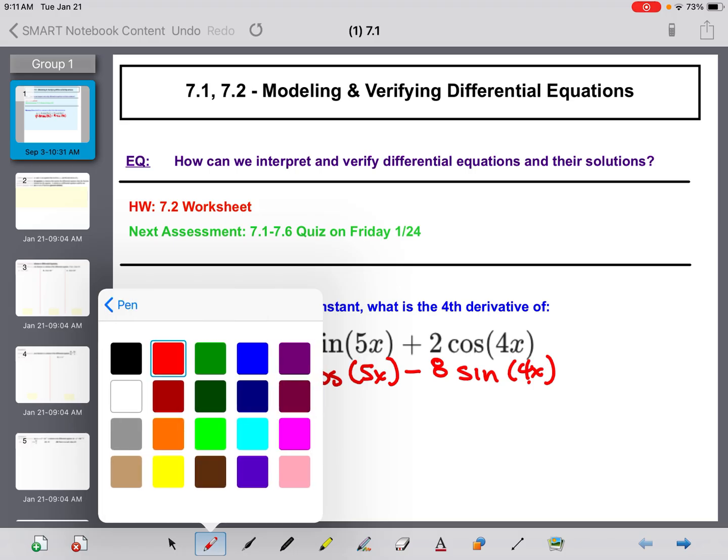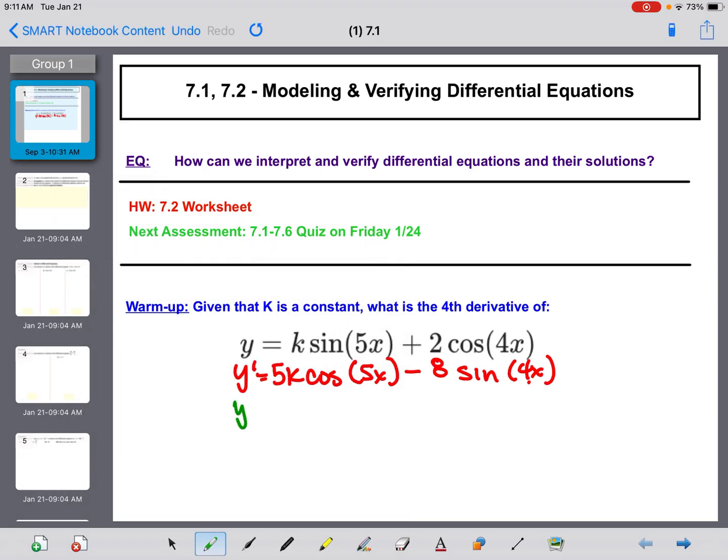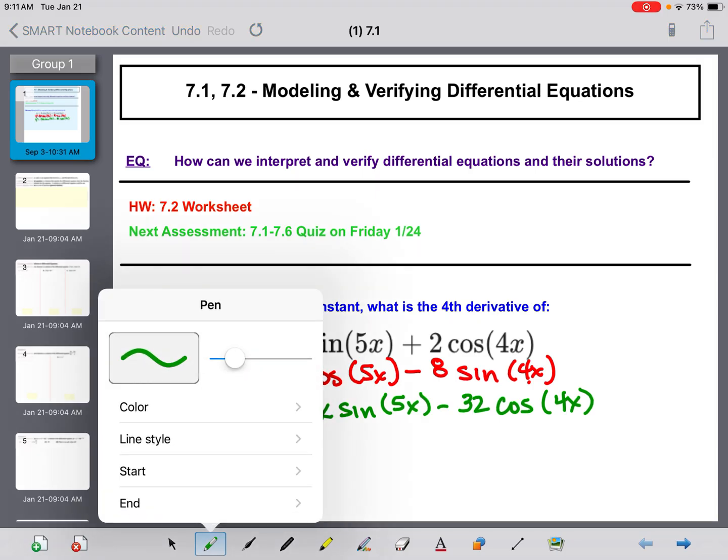Now we're going to take the next derivative to get the second derivative. Here in this one, derivative of cosine is going to be negative sine. Copy the inside times the derivative of the inside, which is 5. So 5 times 5 is going to be negative 25k sine of 5x, minus, derivative of sine is cosine 4x times the derivative of the inside, which is going to be 4. So 32 is going to go out here, 4 times 8. All right, let's keep going.